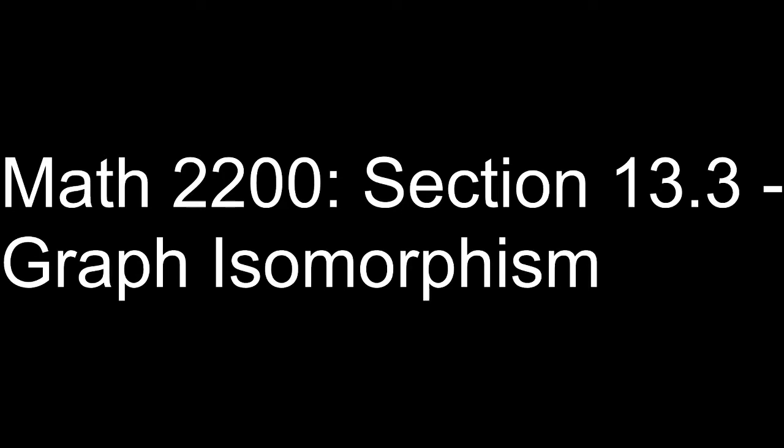Okay, isomorphism, if you break it up, is iso meaning equal or same, and morph meaning form or structure. So this section is all about determining if two graphs are isomorphic, meaning they have the same structure. There's more to the meaning, of course. We'll get to the definition in a minute.